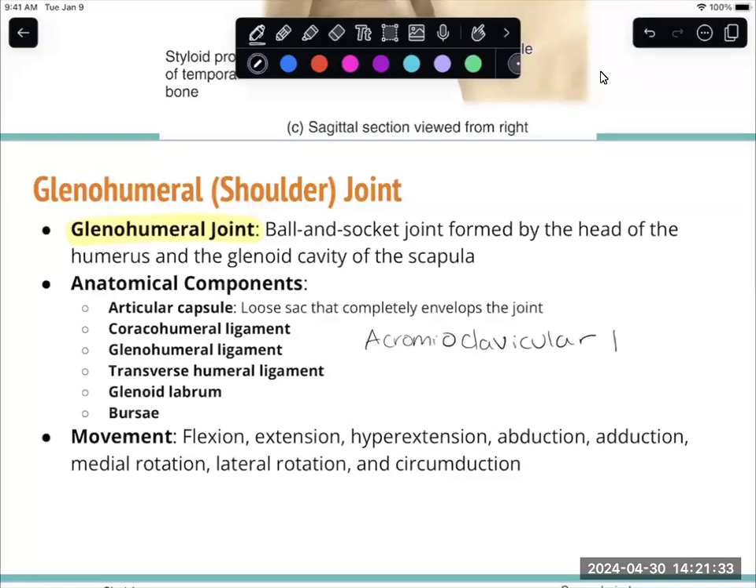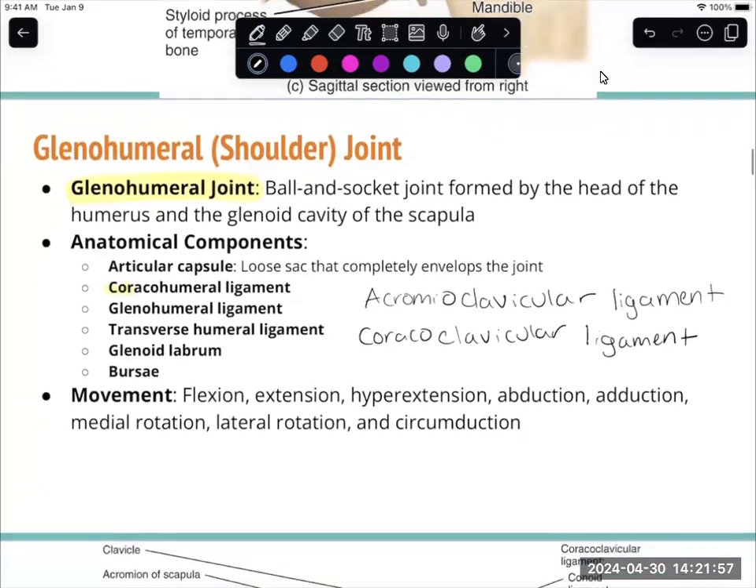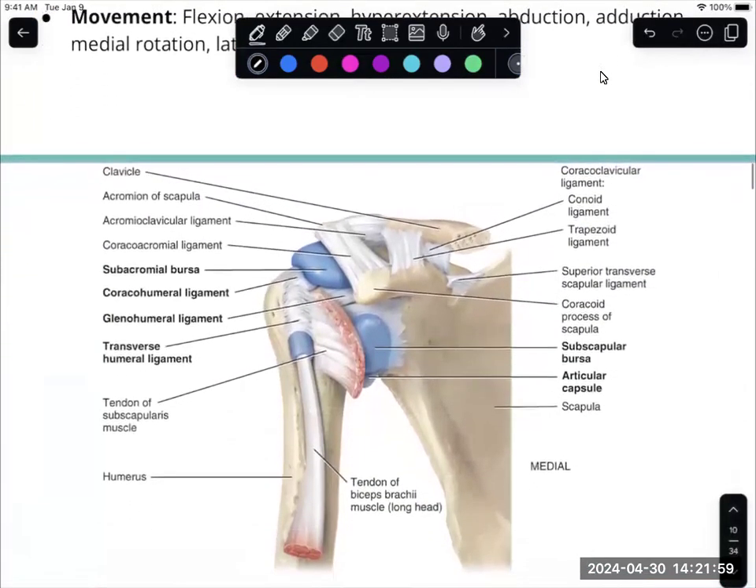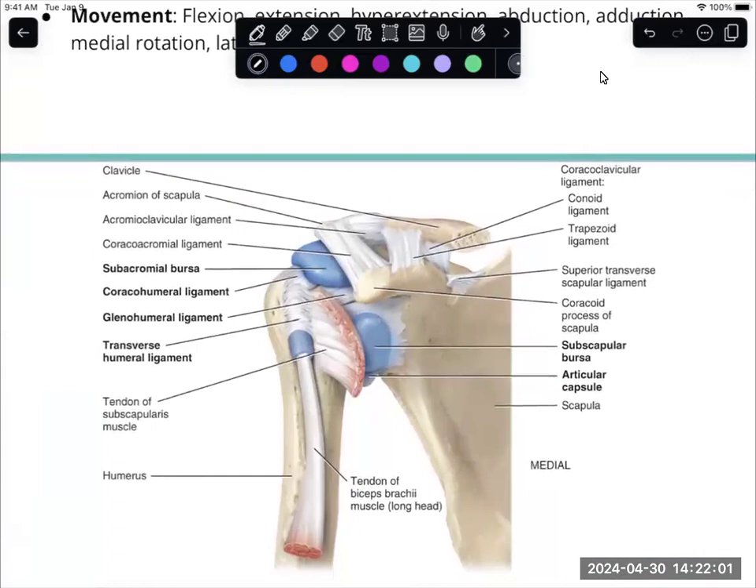Acromioclavicular ligament. And this, not even coracohumeral, coracoclavicular ligament. So these are two ligaments that are actually going to be found across the top between that clavicle and that part of the scapula.